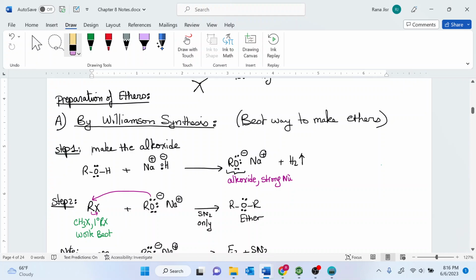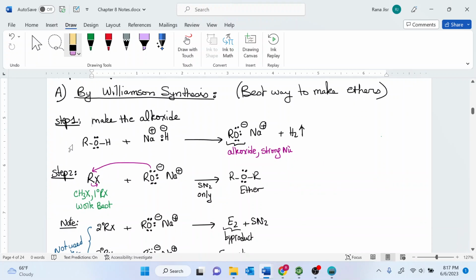In this lecture, I'll go over the two methods for the synthesis of ethers, and then we'll go over the reaction of ether. So the first method to make ethers is by Williamson synthesis. This is the best method to synthesize ethers, and it is a two-step reaction. To make an ether, what you need is an alcohol. So you always start with an alcohol, and you start with an alkyl halide.